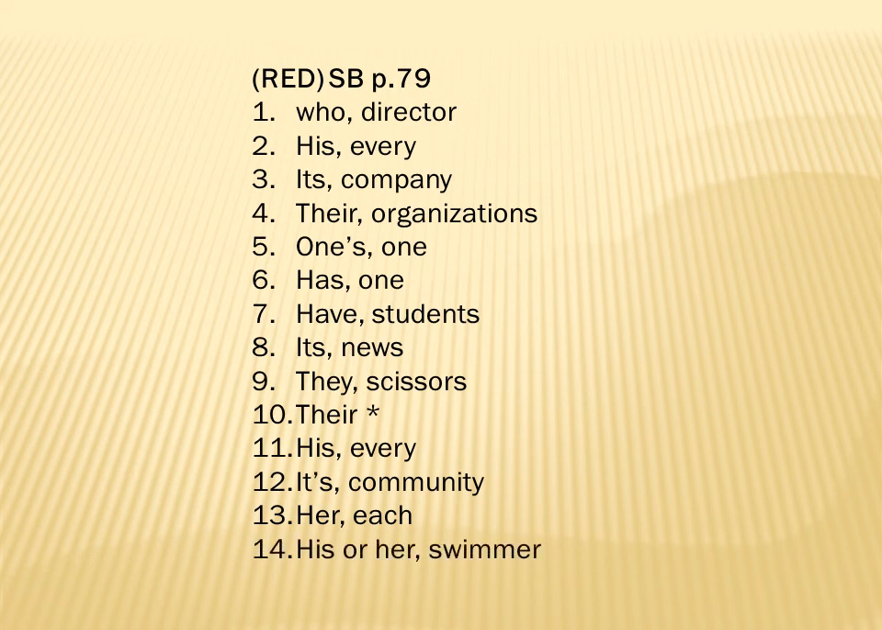Okay, last one. His or her. We want this to be singular, but we don't know the gender, so we use his or her. And then swimmer, right? Swimmer doesn't tell us anything about the gender of the subject.